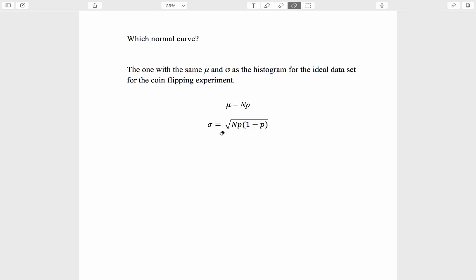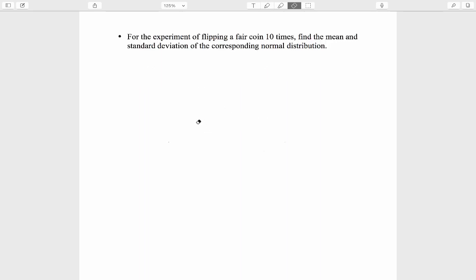I can take the mu and sigma from that experiment and draw a normal curve based on exactly that mean and that standard deviation. For the experiment of flipping a fair coin 10 times, the one we were just looking at, find the mean and the standard deviation of the corresponding normal distribution.